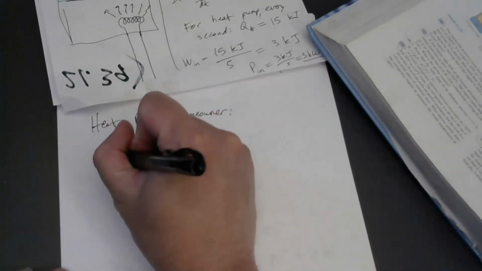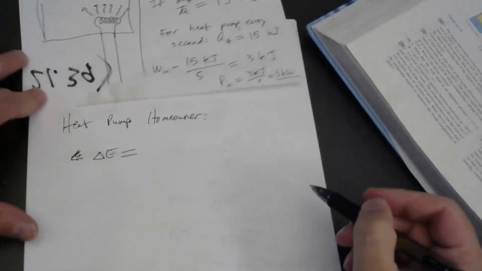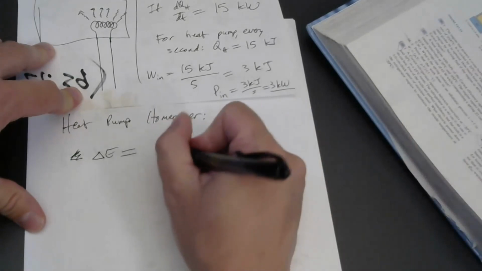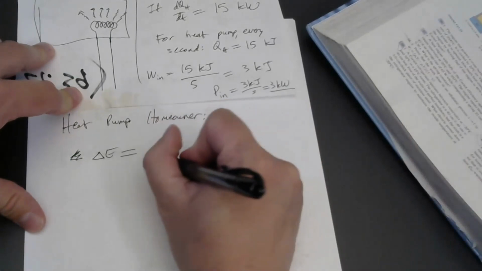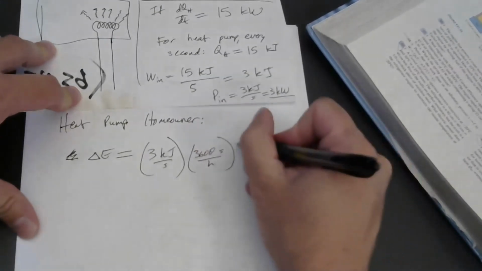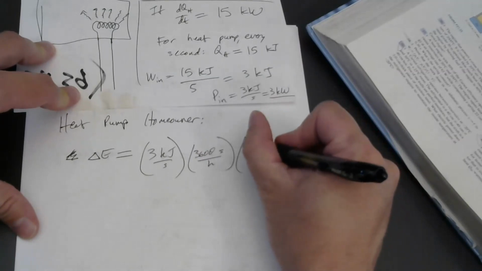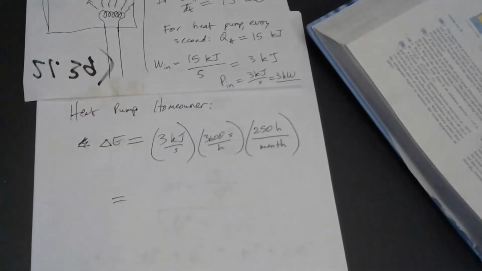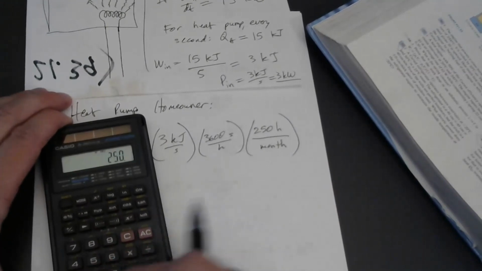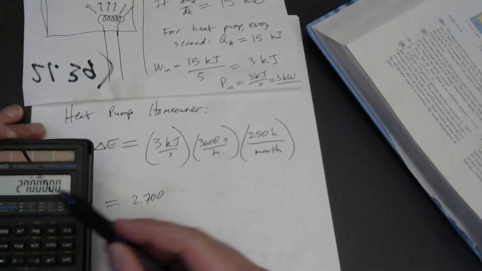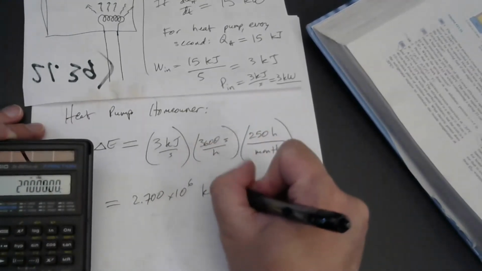The total energy required would be, let's first do it for the person with the heat pump, 3 kilojoules per second times 3,600 seconds per hour times, we're told that they're running their heat pump for 250 hours every month. 3 kilojoules times 3,600 seconds times 250 hours is 2.7 times 10 to the 6th kilojoules.